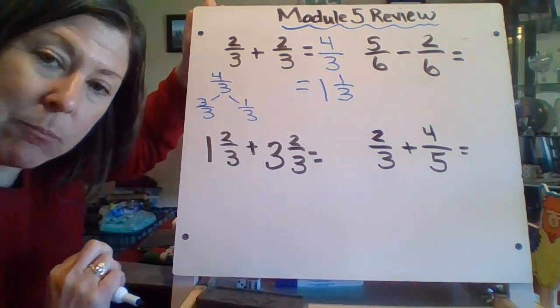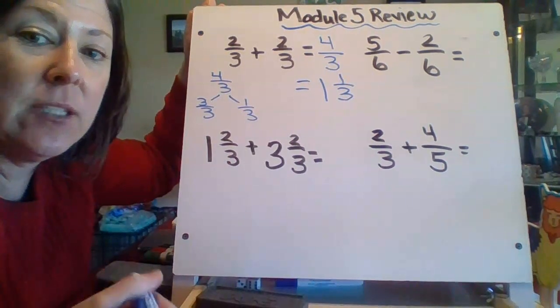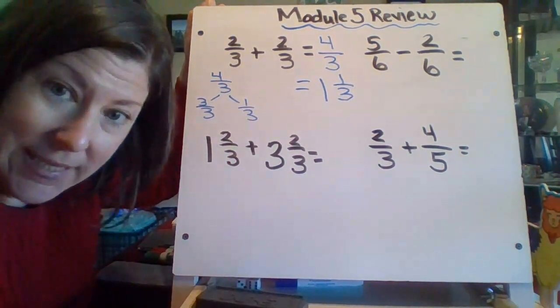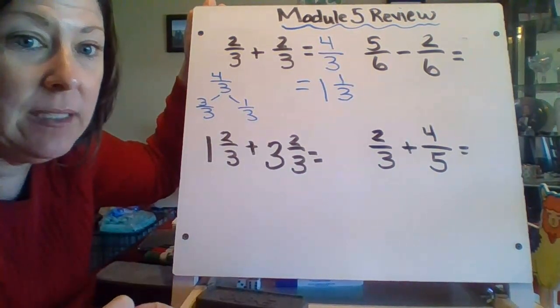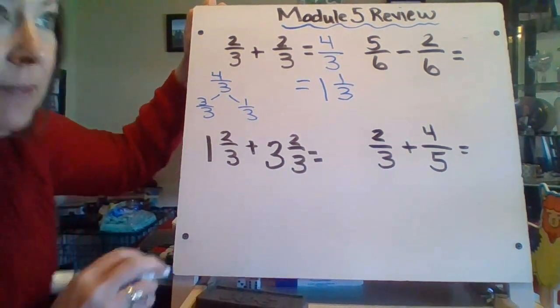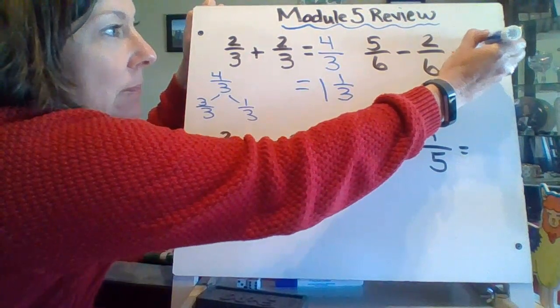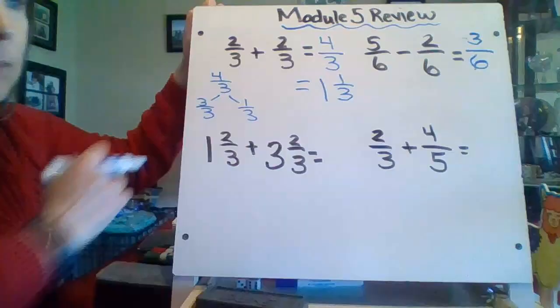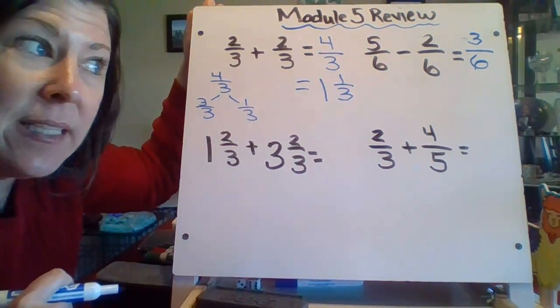Next example is subtraction. 5/6 minus 2/6. Well, it's apples to apples, sixths to sixths. So if I have 5/6, you take 2 of them away. I'm going to have 3/6 left over.